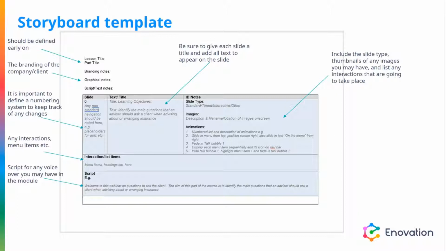We also include the branding guidelines for the client. There's things like the slide number or the slide title. That's very important when you're making edits so that everybody knows which slide you're referring to. A list of interactions that may be on screen, a script if you decide to have a voiceover for your module. Then on the right-hand side, you can see there's the text and different animations and images that you may wish to include for that particular slide. And we would do one of these per slide for your module.